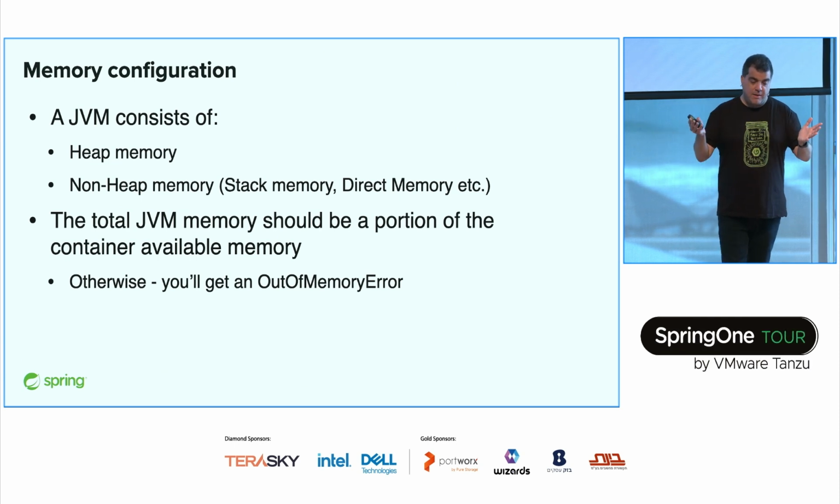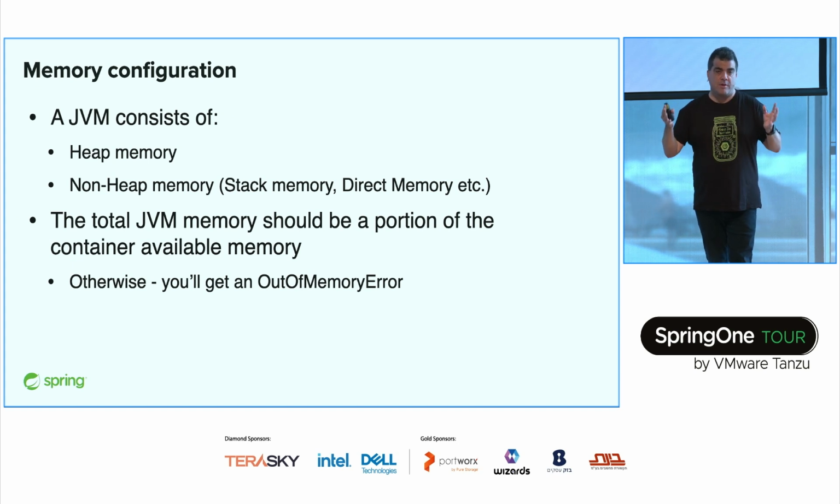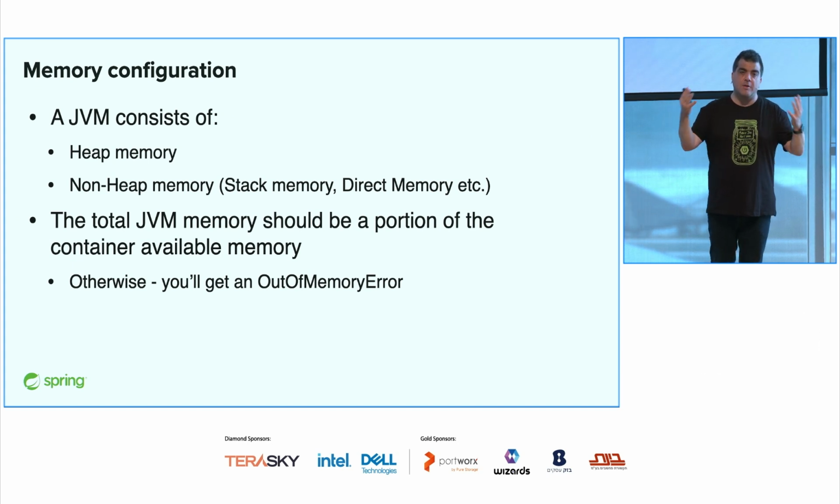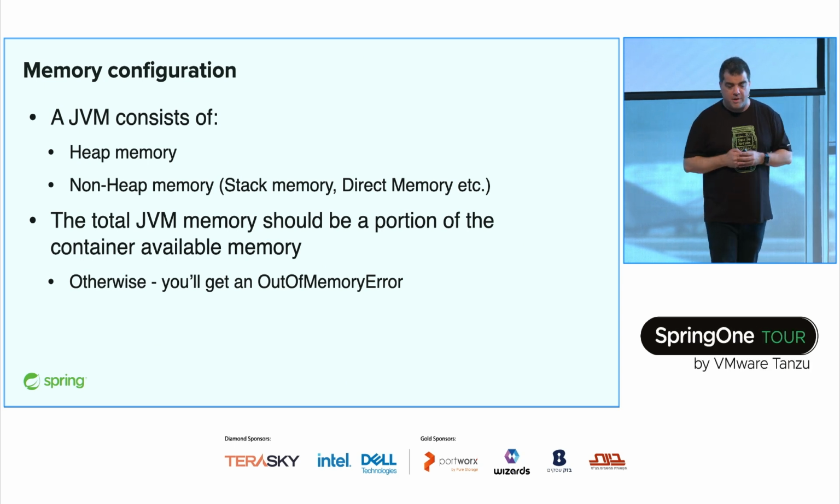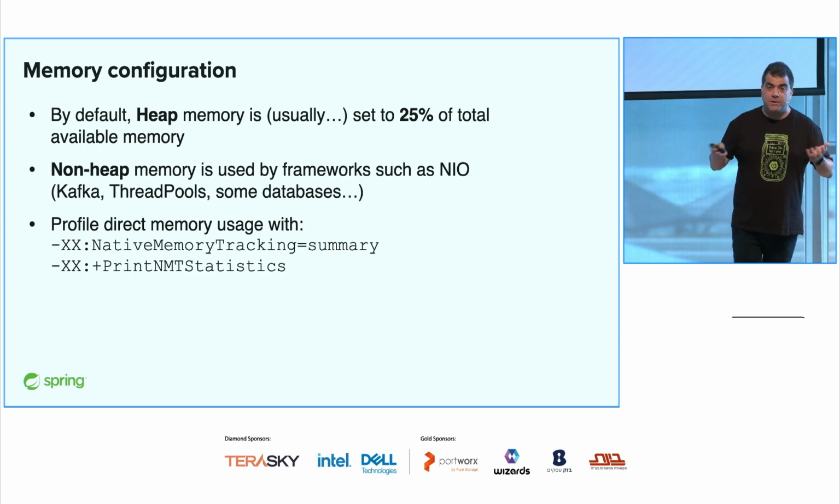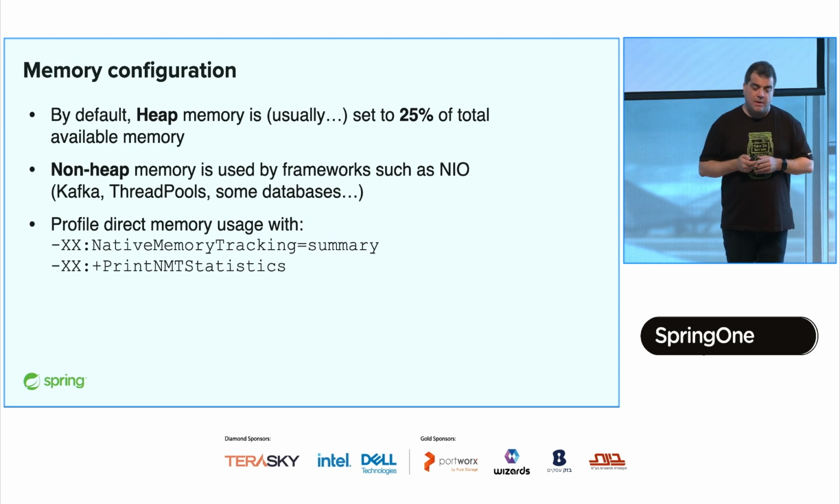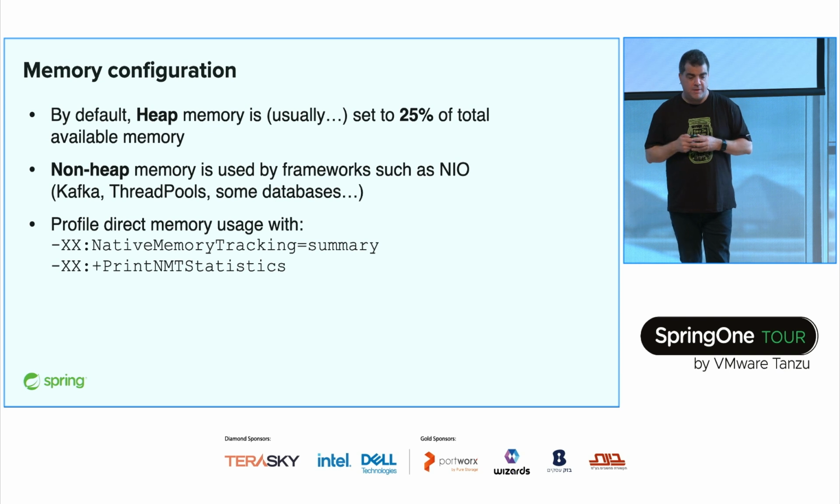And your JVM uses both of these parameters, and you have to make sure that the total of these two parameters is less than the total available memory in your container. Otherwise, you're just going to get an out-of-memory error as you would otherwise, right? So by default, if you don't change anything, if you just let the JVM do its thing, it's going to set the heap memory to 25% of available memory most of the time, right?